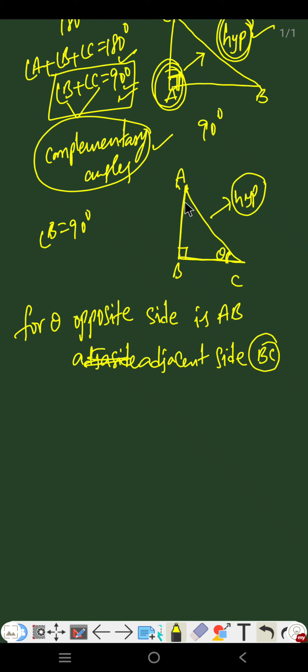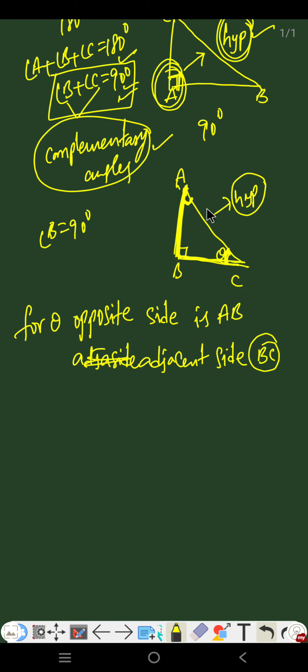For example, if we take theta at the point A, for A what is the opposite side? BC is the opposite side. What is the adjacent side here? AB is the adjacent side for angle A. So AB is the opposite side for angle C, and BC is the adjacent side for angle C. Is it clear? So you should identify the opposite side and adjacent side.